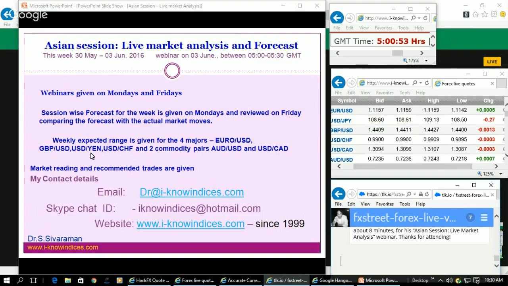Besides, I also give the range in which the forex pairs and the commodity pairs swing during this particular week. The range is mathematically derived. The forecast is derived based on a sequential algorithm, and I will review how far the market has moved in line with the forecast or against it. Then afterwards, I'll briefly touch upon how market reading and trading should go hand in hand in order to consistently earn money from the market and also limit the risk and maximize the profit.